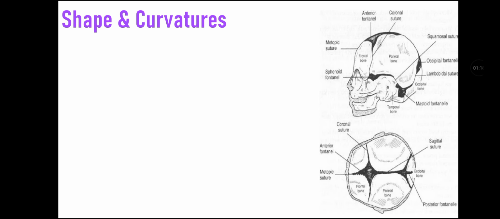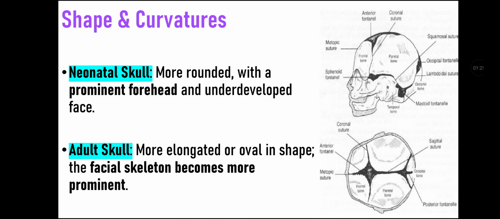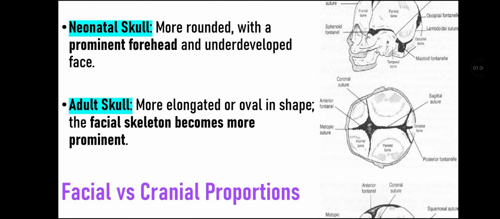Next difference is about shape and curvature. In neonatal skull, shape is more rounded with a prominent forehead and underdeveloped face. In adult skull, it is more elongated or oval in shape, when viewed from above, the norma verticalis, and the facial skeleton becomes more prominent.